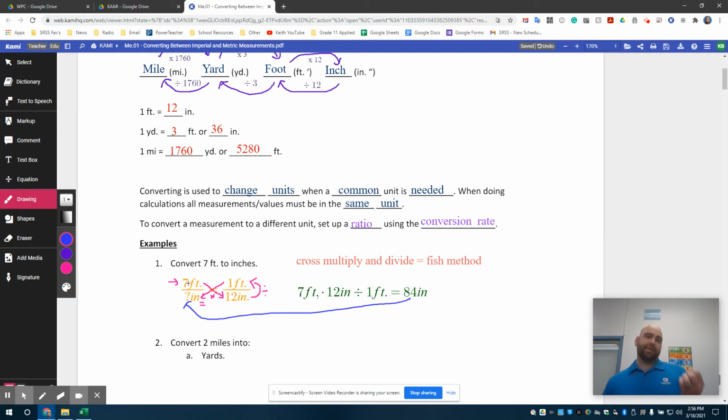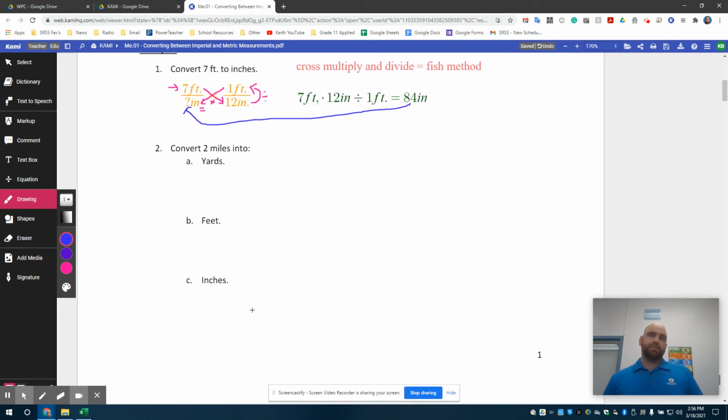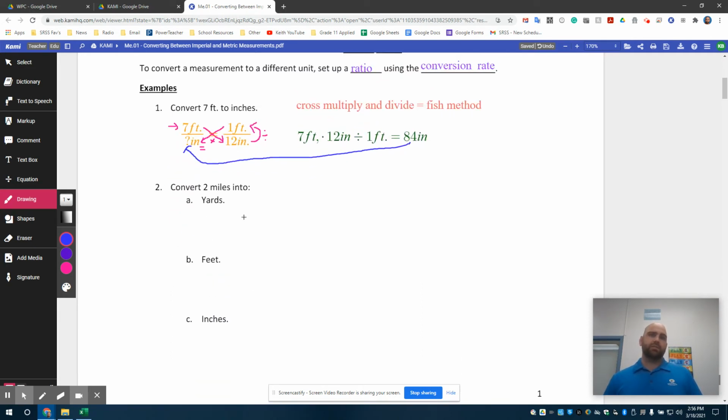So that tells us that 7 feet is the same as 84 inches, in the same way that 1 foot is the same as 12 inches. That's where we get the similarity from. Let's try a couple more here. Let's convert 2 miles into yards. We're going to start off again with a ratio.